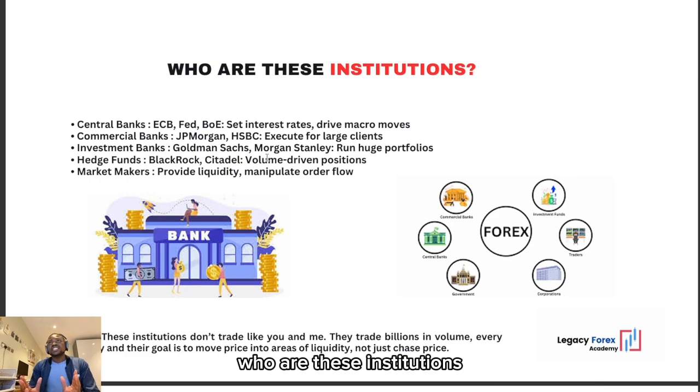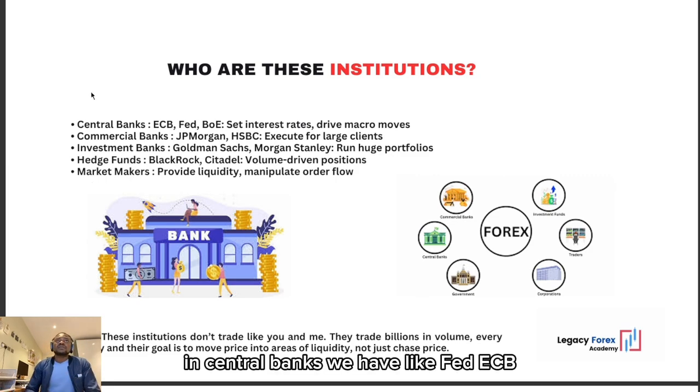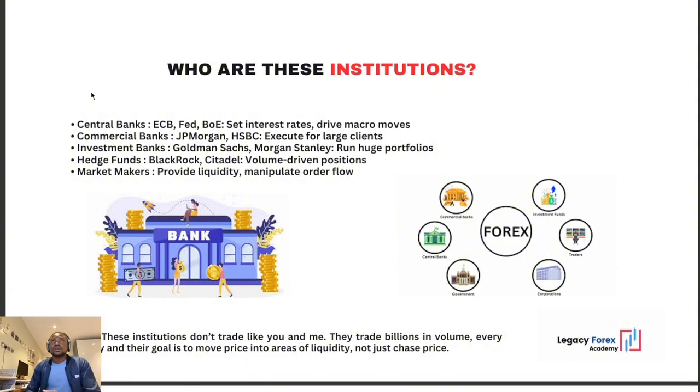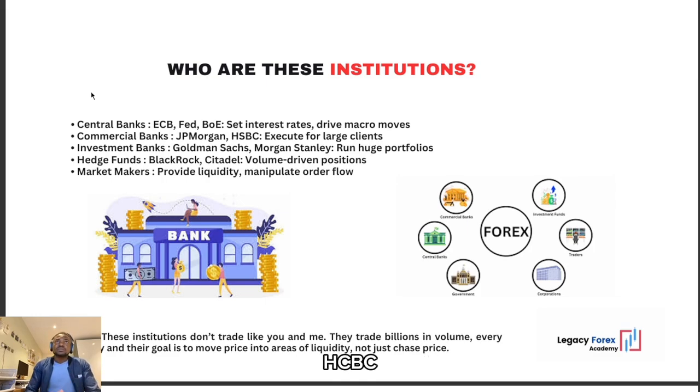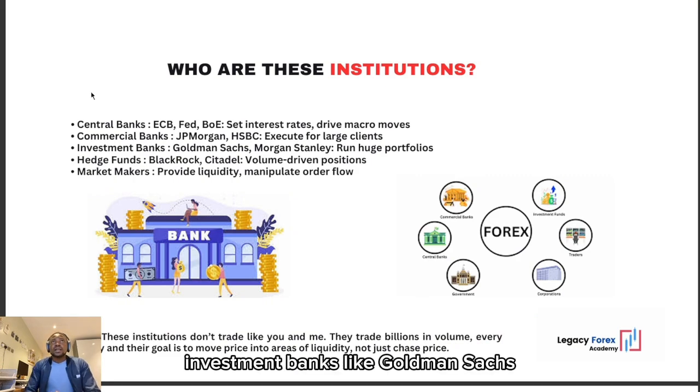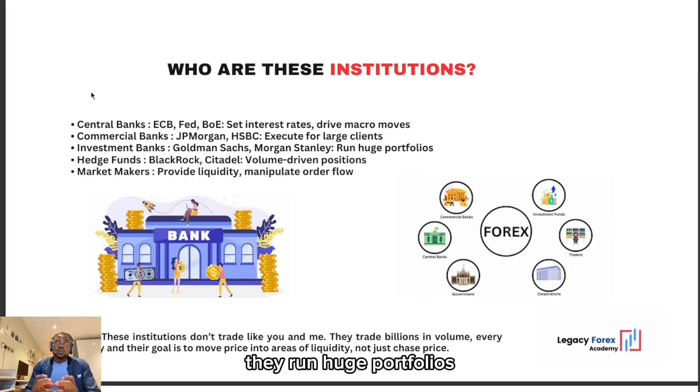Who are these institutions? Here we have the central banks, commercial banks, investment banks, hedge funds, market makers. Central banks, like the Fed, ECB, BOE, set interest rates and drive macro moves. Commercial banks like JP Morgan, HSBC, execute for large clients. Investment banks like Goldman Sachs, Morgan Stanley, run hedge portfolios.